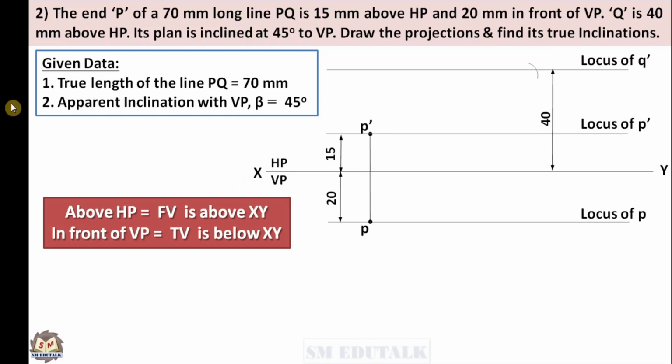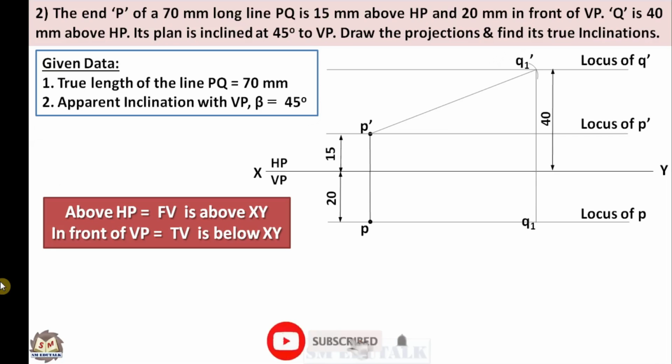Draw an arc with P' as center and true length 70 mm as radius. It cuts the locus of Q' at Q1'. Join P' and point Q1' by a thin line. We can call this line the true length line. Project point Q1' to the locus of P vertically downward. You will get a point Q1.